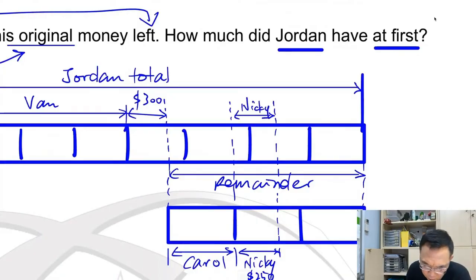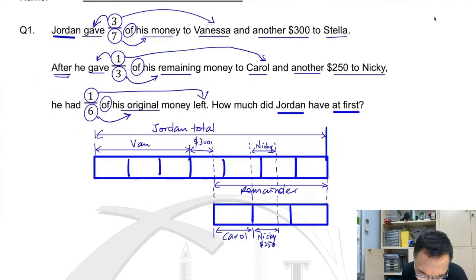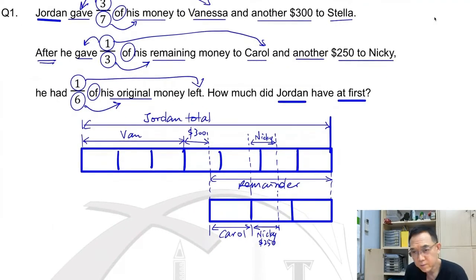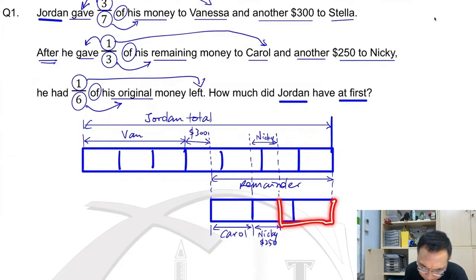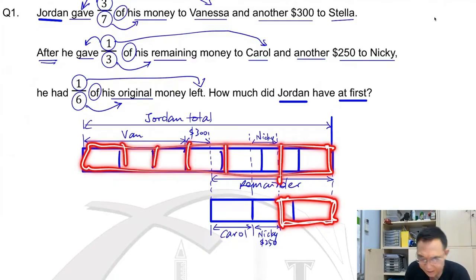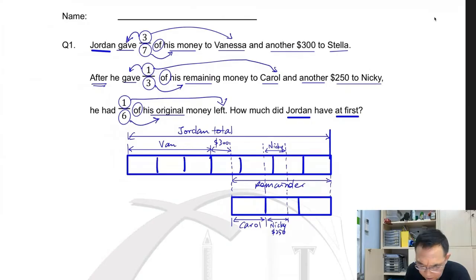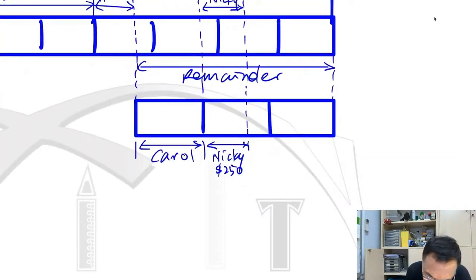Okay, so that's 250, okay? Then finally, he will have 1/6 of his money left. Now, what I'm then saying is that this is 1/6 of the total. In other words, if this is 1, I can cut this into 6 parts, something like that, right? Okay. Can anyone tell me how to continue? That's it, right? I've done all the information already. I got nothing left. And I know that this is 1/6 of the total.